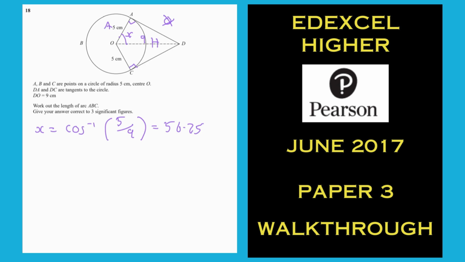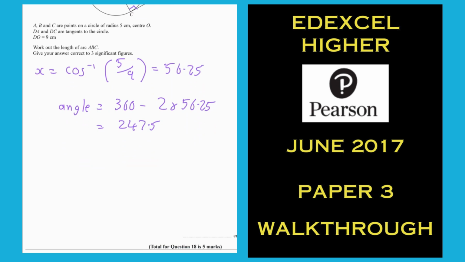In other words, the angle we are wanting for arc ABC is 360 minus 2 of them. That's what will give us that angle around there. And I get 247.5. You've now got enough.